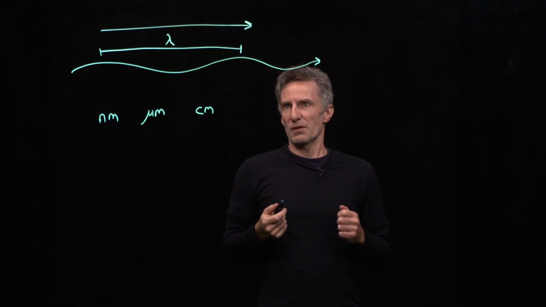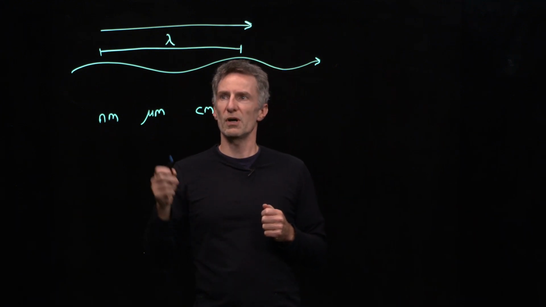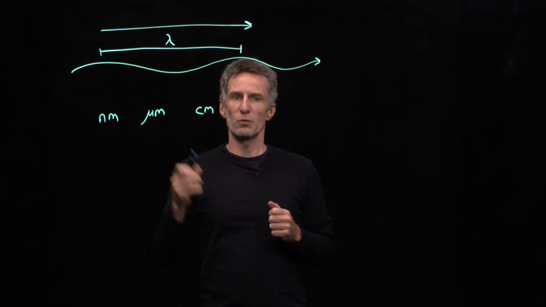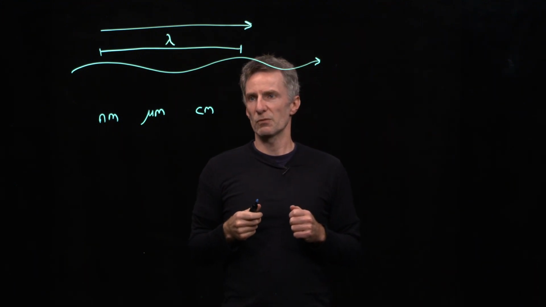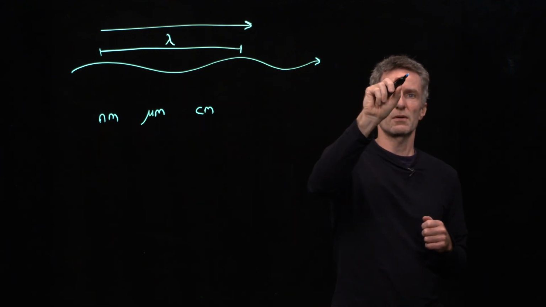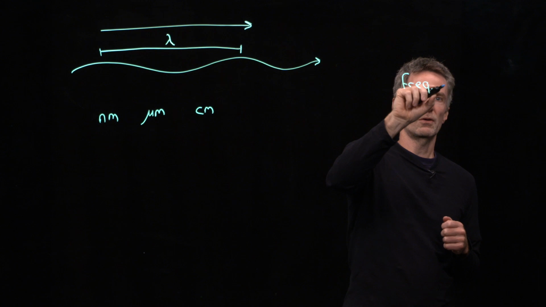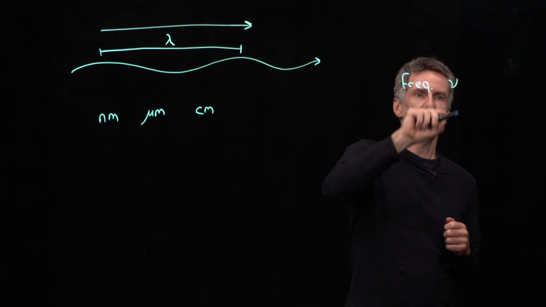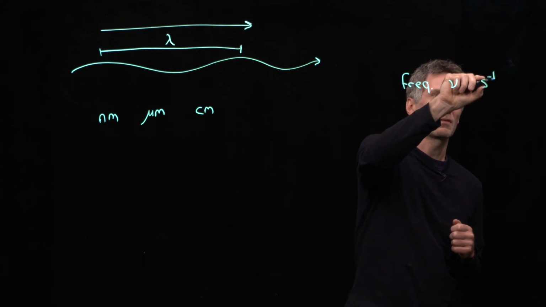Another characteristic that we can think of for radiation is the frequency. The frequency is the number of wave peaks that move past a certain point, given a certain time interval. We typically measure that in per seconds. So we denote the frequency with the Greek letter nu, and the unit would be per seconds.